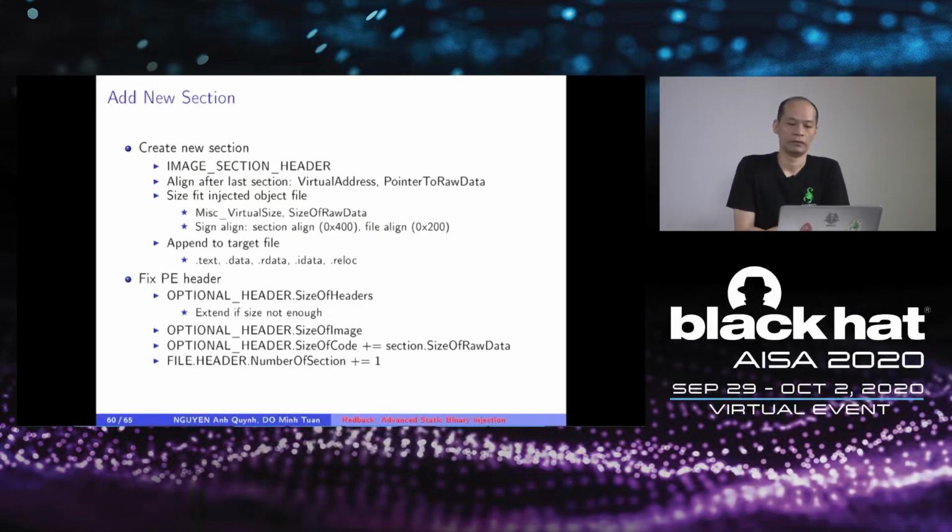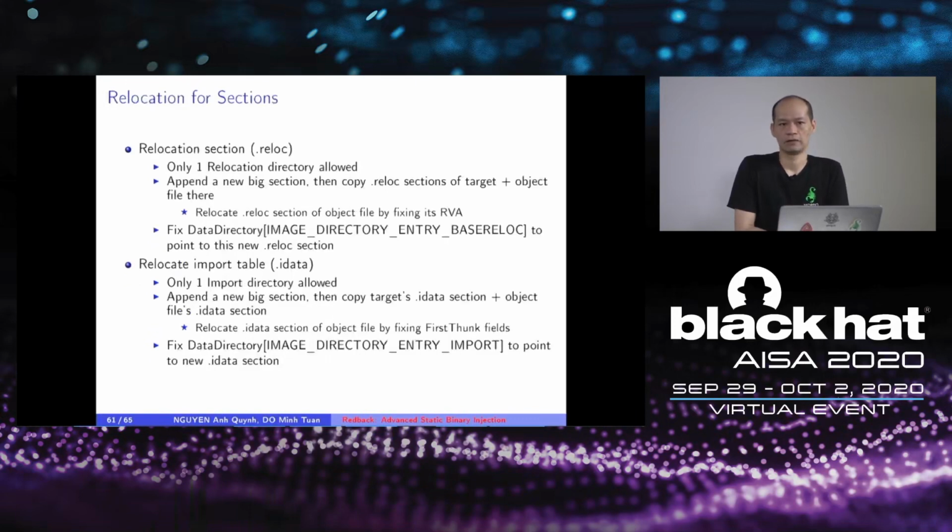So after we add the new section, we copy the object binary from the DLL files into the new sections. And there's one important thing to do. We need to relocate them.